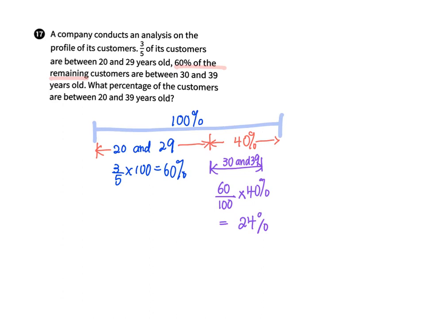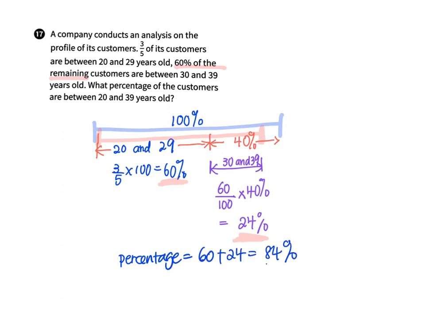So now they ask me for the percentage of people who are from 20 all the way to 39 years old. So that means I'll take 60% plus another 24%. So the total percentage will be 60 plus 24, 84%. Have you gotten the answer?